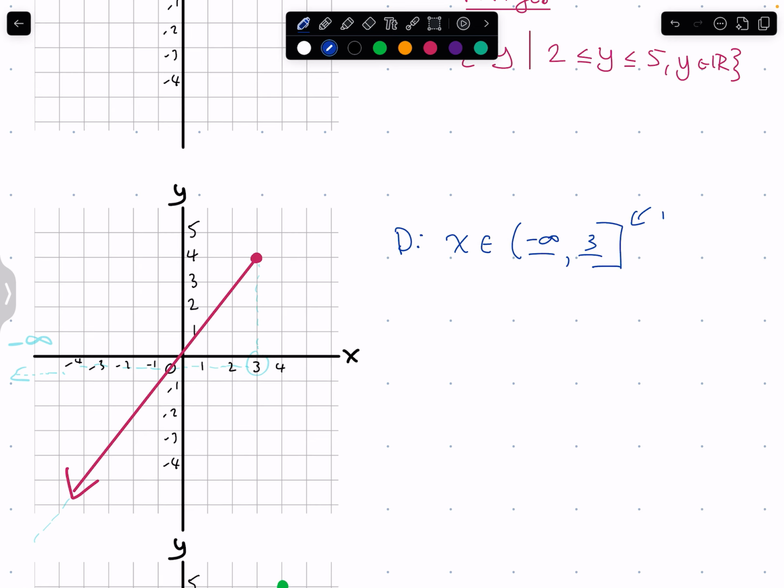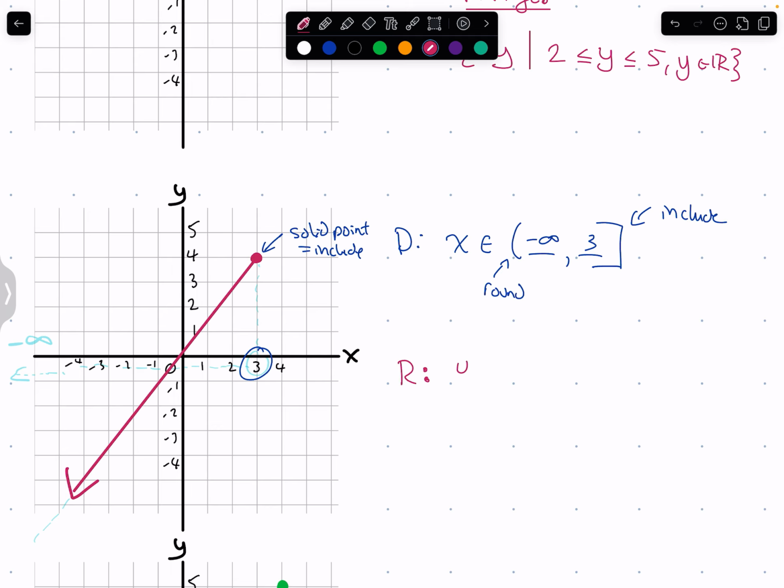Remember, square means I include 3. Here, this time, I have a solid point, a solid endpoint, which means include. So my x value of 3 is included. I always use a round bracket for infinity or -infinity because we never quite get there. Now I'm going to talk about my range.